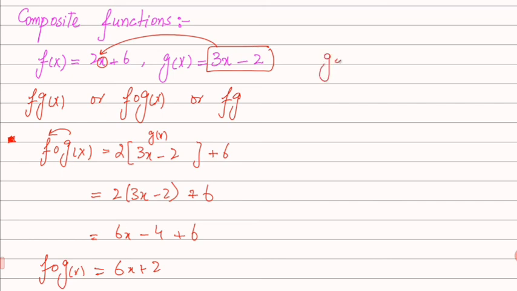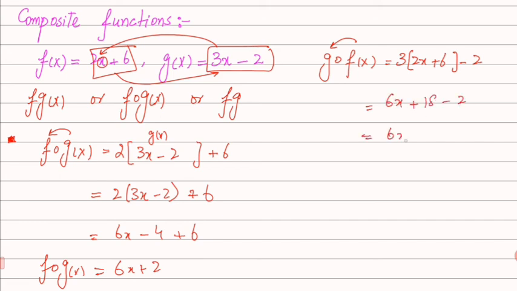Similarly, if I want to find g of f of x, how is it done? You're going to put f function in g. So g of x is 3x minus 2, and x is going to be 2x plus 6. That is equal to 6x plus 18 minus 2. So 6x plus 16 is going to be g of f of x. I hope you got it. Let's discuss another example.